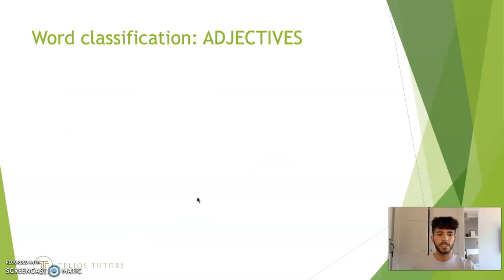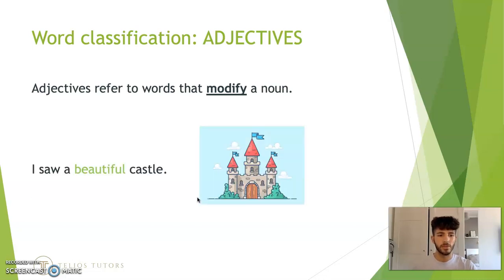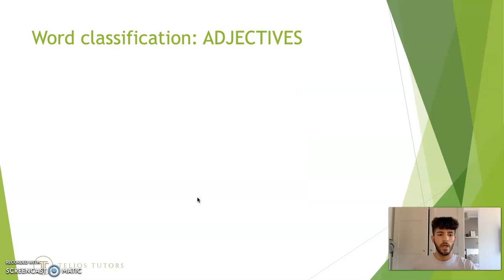Put simply, adjectives are describing words that modify the property of a noun. In English, these are typically found preceding a noun. So in the example, I saw a beautiful castle, the adjective would be beautiful as it's modifying the noun castle by describing it. So there are many different types of adjectives in English. The most important ones I would say are descriptive adjectives, like the ones in the example above.